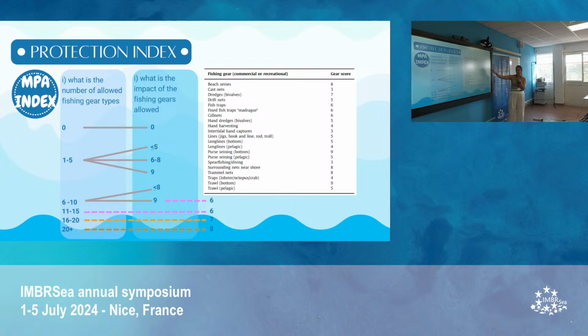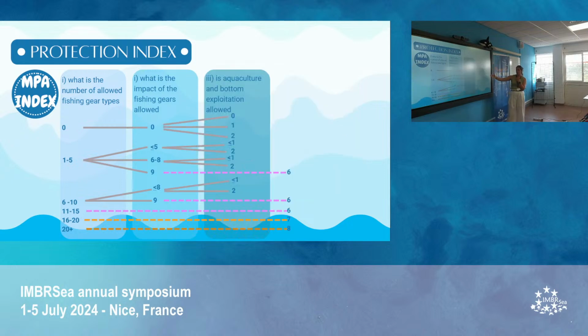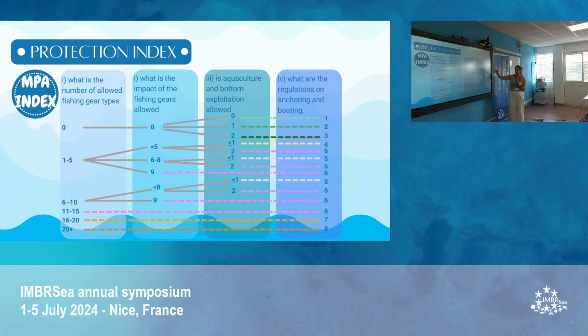highest level of impact. And then you answer whether or not there are regulations on or the presence of aquaculture and exploitation, and then whether or not there are regulations on anchoring and boating, and this leads you to the final zone, and then you do the MPA. You go from zone to MPA, integrating them with the weighted average as well. Yeah, okay, thank you.